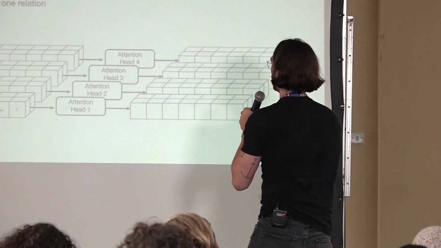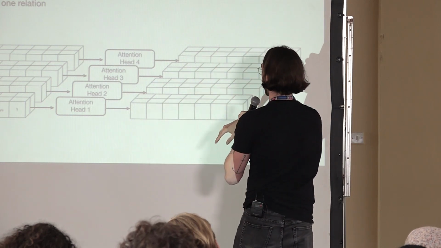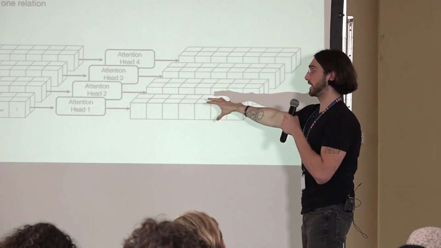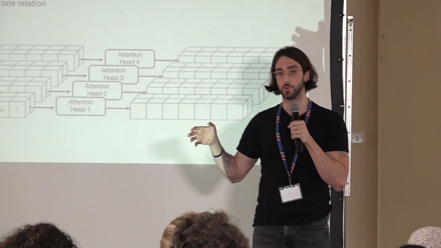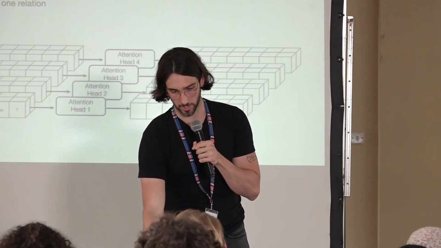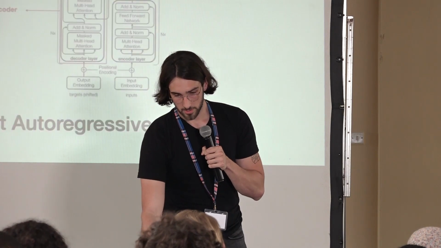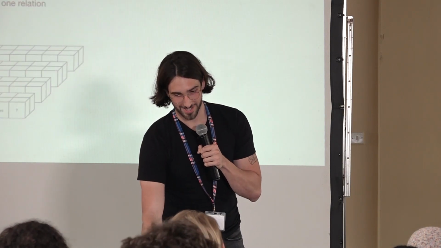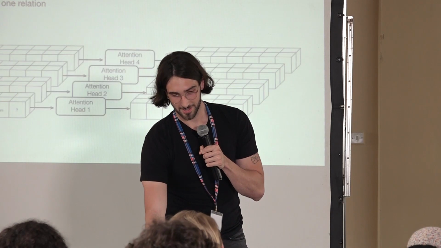Right, so after you've computed these self-attentions in each of your heads, you get out similar sized blocks. All you have to do is concatenate them all together and pass them forward to some future layer. Great, okay, now let me see if I can do positional encoding.